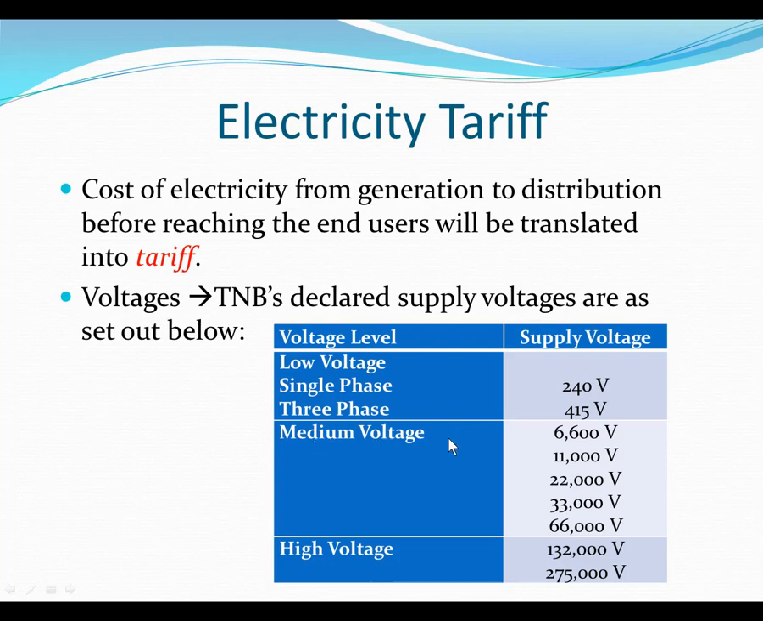For medium voltage, voltage from 6.6 kV until 66 kV. So the nominal voltage levels are 6.6, 11 kV, 22 kV, 33 kV, and 66 kV. Above 66, usually the nominal voltage level is 132 kV and 275 kV, and we have another one, 500 kV. This high voltage is usually used for the transmission system.